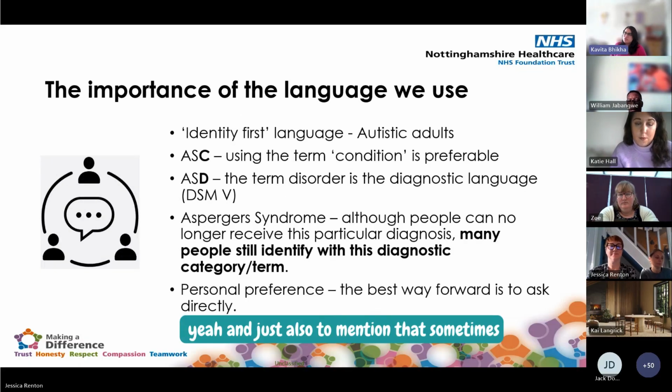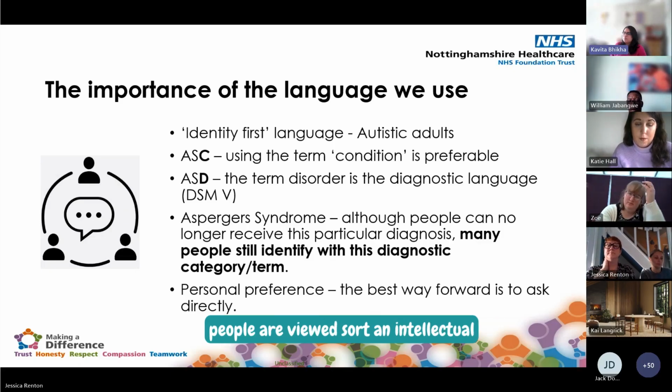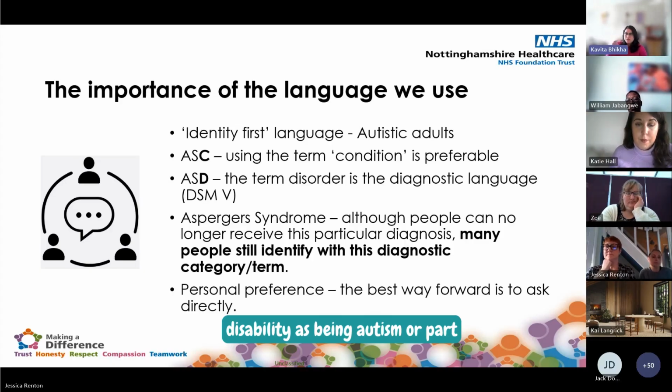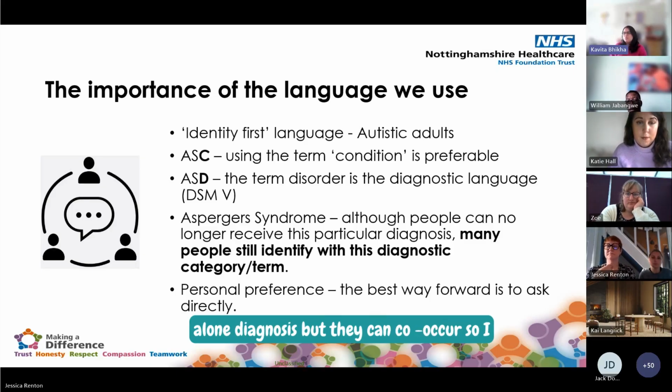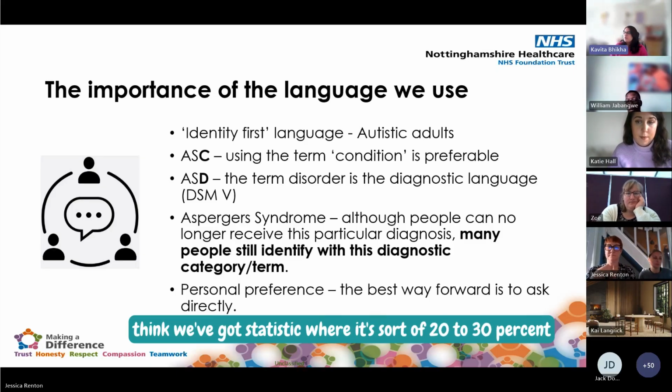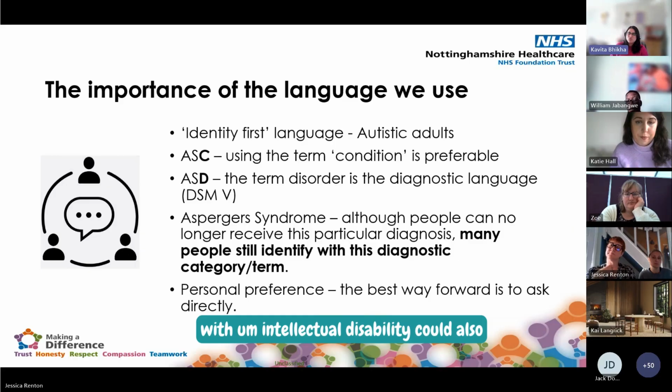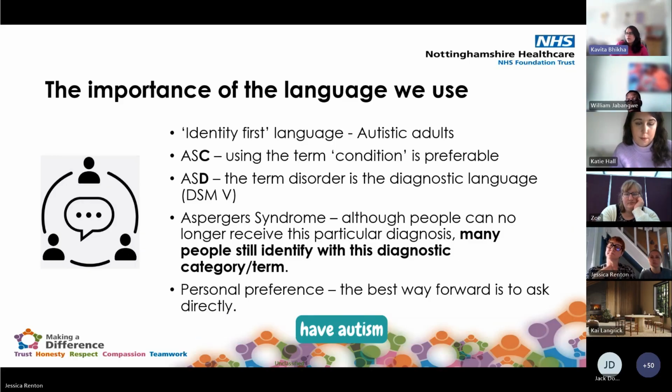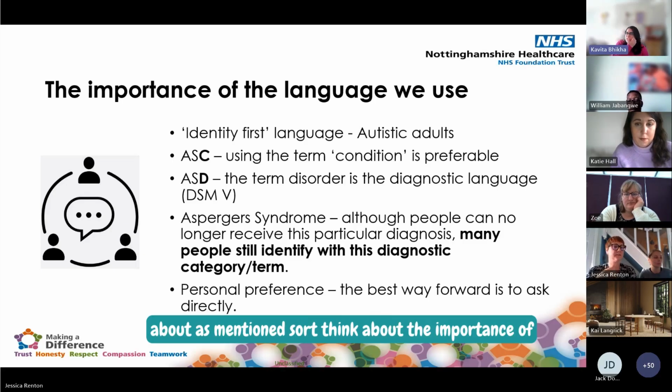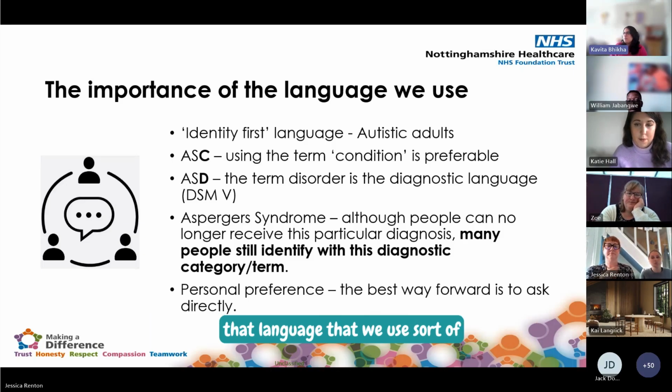Also, just to mention that sometimes intellectual disability is viewed as being autism or part of autism. But they are stand-alone diagnoses, though they can co-occur. I think we've got a statistic that 20 to 30% of people with intellectual disability could also have autism.